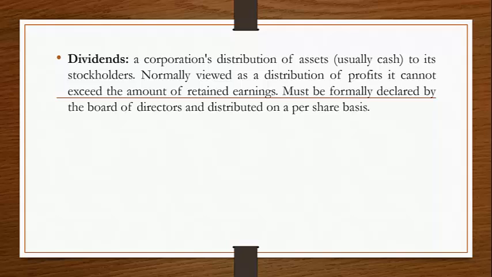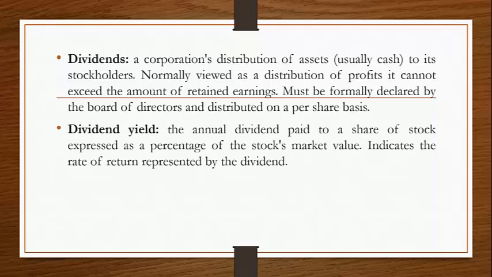When we talk about dividends, it is a corporation's distribution of assets, usually cash, to its stockholders, normally viewed as a distribution of profits. It cannot exceed the amount of retained earnings. It must be formally declared by the board of directors and distributed on a per share basis.